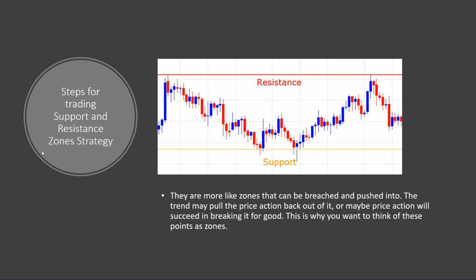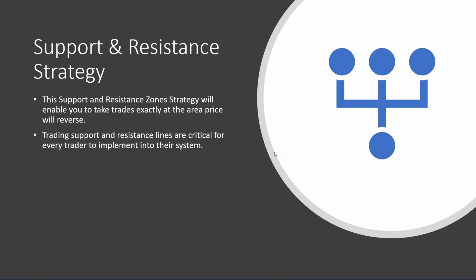A lot of times you'll see price move through and you might have candles that broke the support and resistance line, but only the wicks. We want to look at the bodies, where the close was or the open was on the support and resistance level, not just the push throughs. And if it just happened to close a couple points below or above, it hasn't violated that zone. So this support and resistance zone strategy will enable you to take trades at the area where price should reverse.